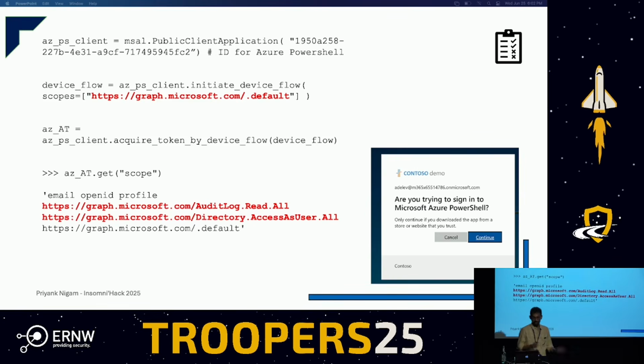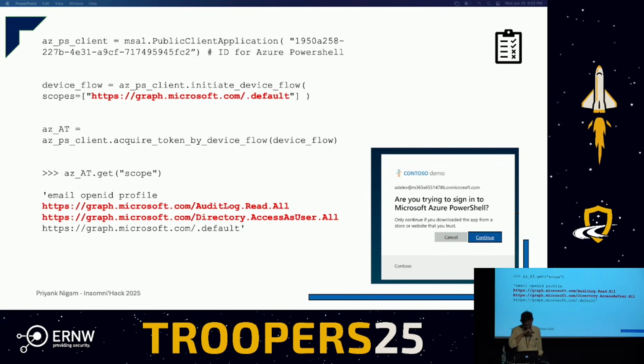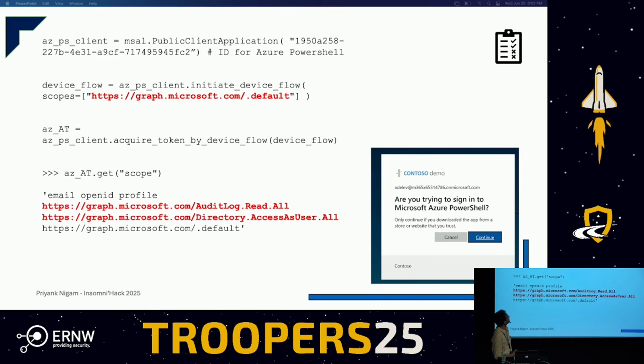So now we are still within the same user. We're going to see how to expand that. This is a very simple way. This has been fairly documented research, but folks are not aware. I'm just doing that for completeness' sake. So this is just PowerShell. You open up as a public client application for Azure PowerShell, and you initiate a token request for graph.microsoft.com. The user is going to see something like this: are you trying to sign in to this particular application?